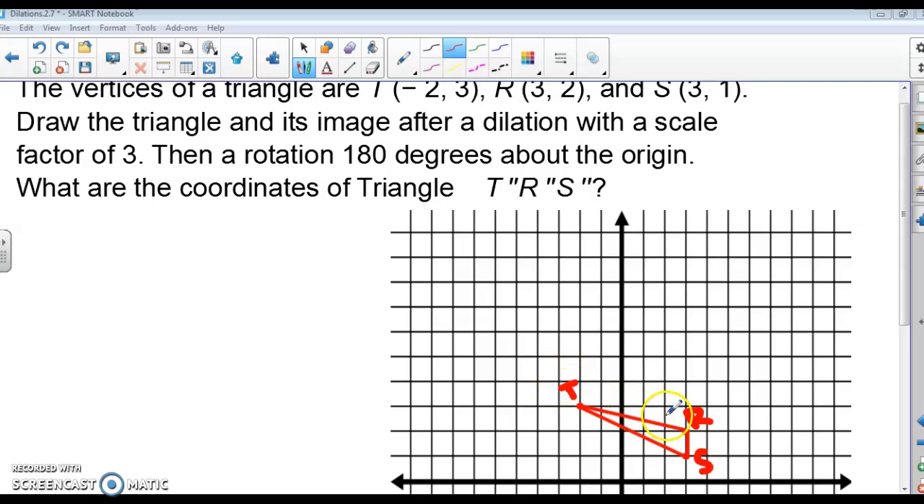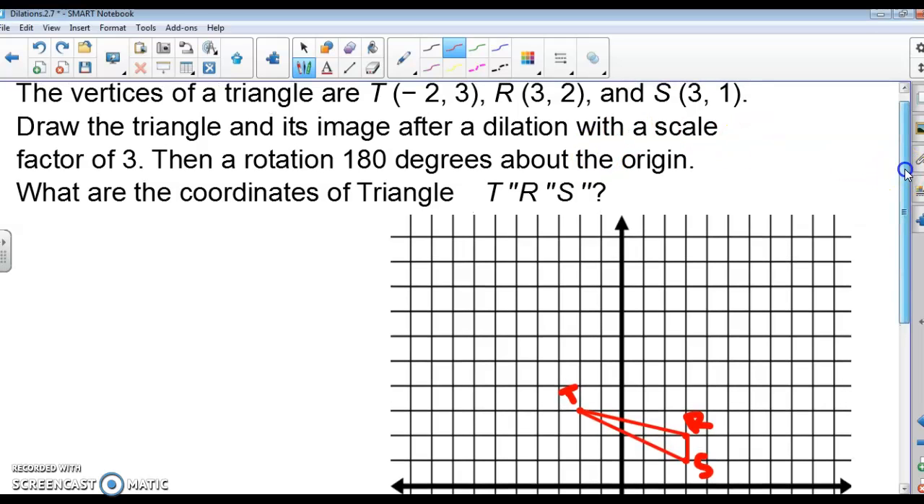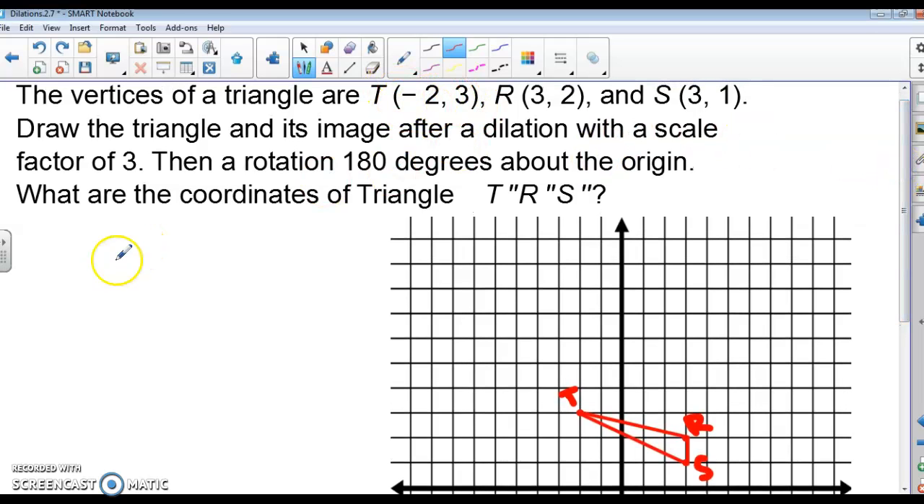Alright, so I've graphed T, R, and S, and then the first thing I have to do is draw the triangle's image after a dilation with a scale factor of 3. So that means that every single thing got multiplied by 3. So T, I'm going to multiply those ordered pairs by 3, and I'd get negative 6, 9. That would be T prime. R prime, if I multiplied 3, 2 by 3, I would get 9, 6. And S prime, if I multiplied 3, 1 by 3, I would get 9, 3.